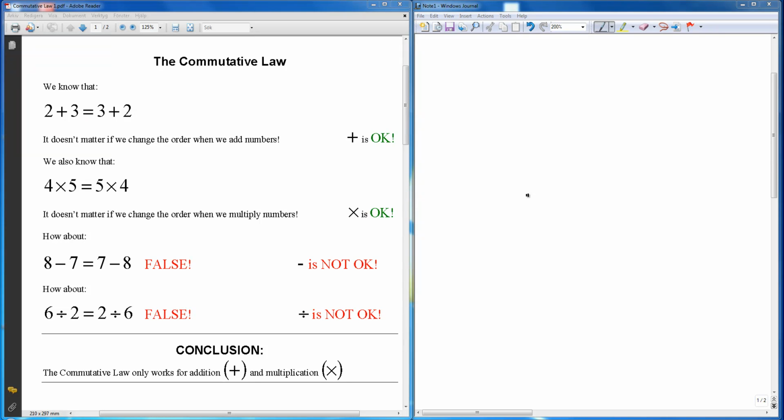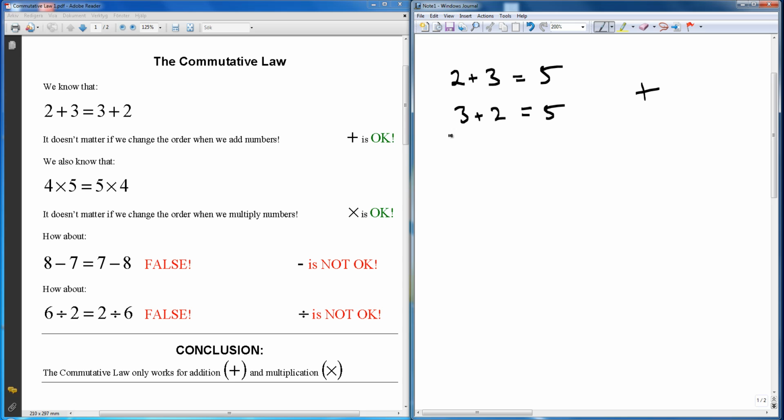Let's have a look at the commutative law. We know that, for example, if we were going to calculate 2 plus 3, it doesn't matter if we write it 2 plus 3 or 3 plus 2. We're going to end up with the same answer anyway. This is 5 and this is 5. So with addition, plus, it's okay to change the order.